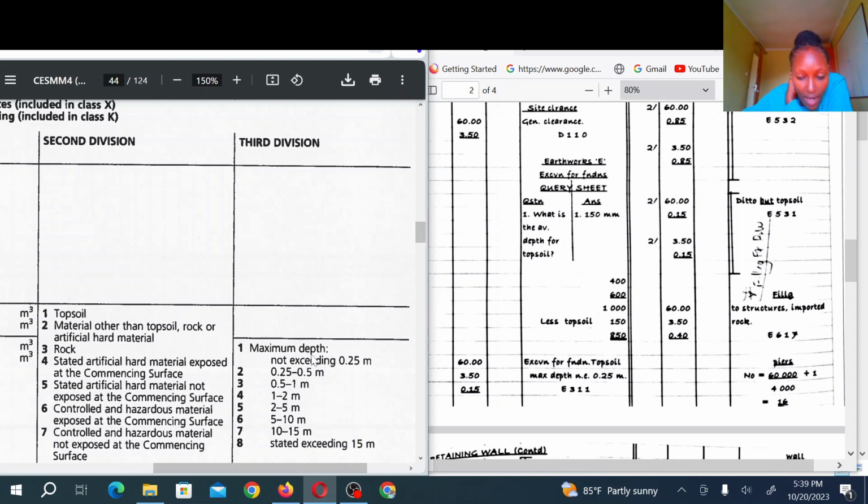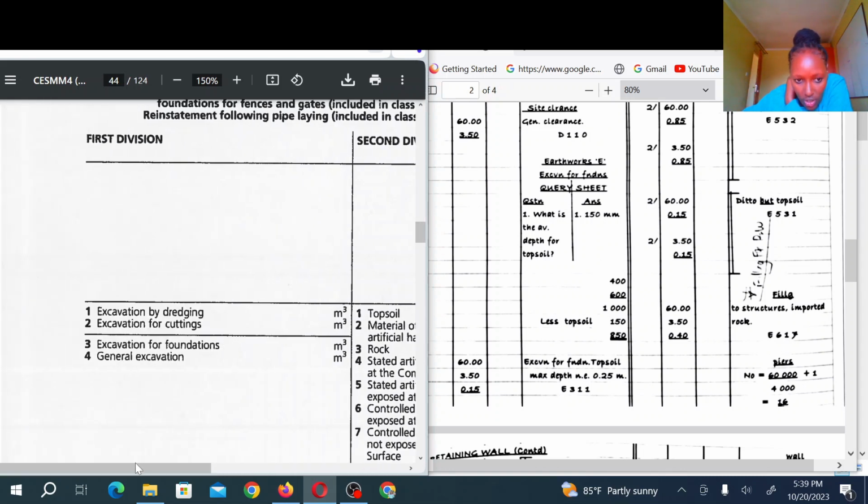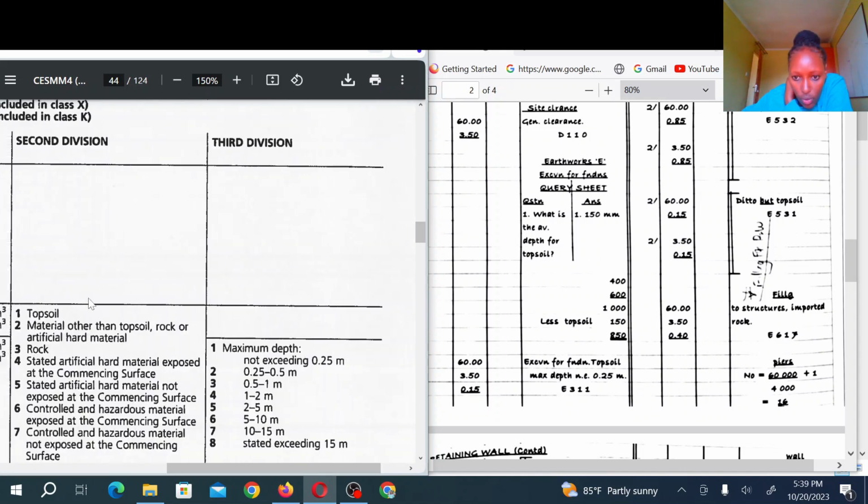So remember, when we are doing the description, let's do the description. Excavation for foundation, topsoil, which is in second division, maximum depth not exceeding 0.25 meters. It should be in meters cubed.